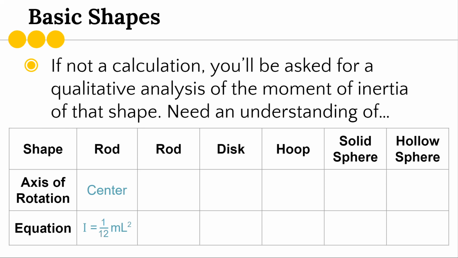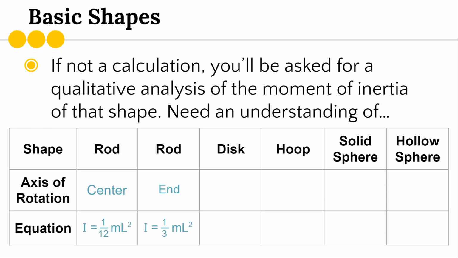But I could also rotate it about its end, and it's a lot harder to rotate about its end. It has more resistance to acceleration than it does at its center. So if I were to rotate this rod about its end, I would expect its moment of inertia to be greater, and it is 4 times greater. In fact, it is 1/3 ml squared, where it's the mass of the meter stick or whatever the rod is multiplied by its length squared. We're looking at 1/12 versus 1/3. So that's for a rod.